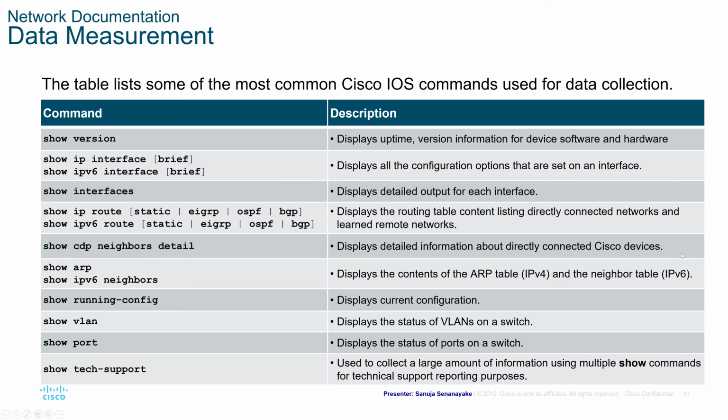neighbor table for IPv6. And if you don't remember why IPv4 has an ARP table and IPv6 has a neighbor table, again, please go back to my YouTube channel and watch my previous lectures and lecture series such as the CCNA1 and CCNA2 lecture series so that you have a better understanding of why IPv4 has an ARP table and why IPv6 has a neighbor table.